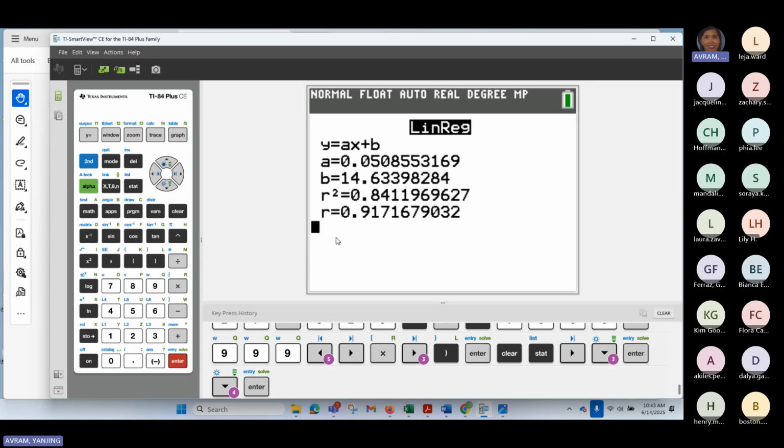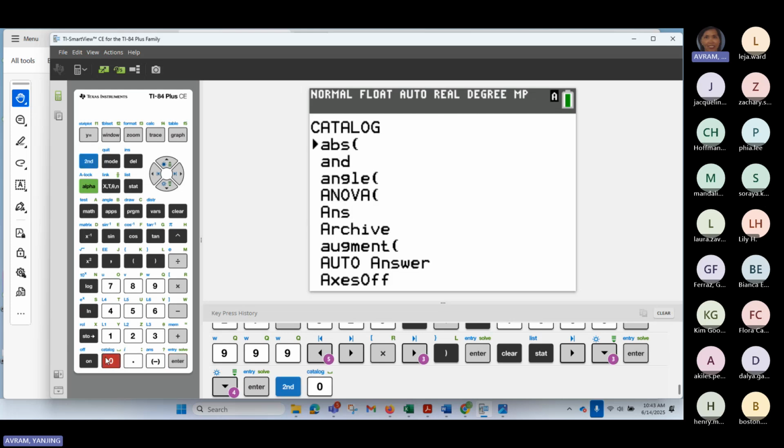But sometimes, probably the first time, your R does not come up. When you do the linear regression, sometimes it only shows you ax plus b, showing you a and b, but not R squared or R. So if it does not show up, how do you make the R show up? You go to the catalog. How do you get to the catalog? Second 0 is the catalog, okay?